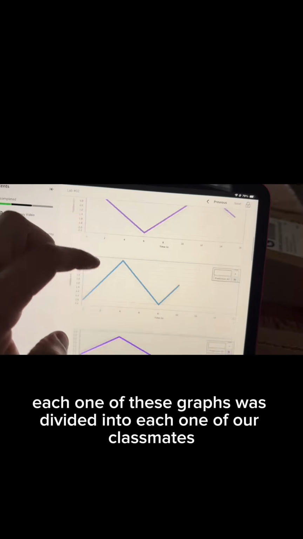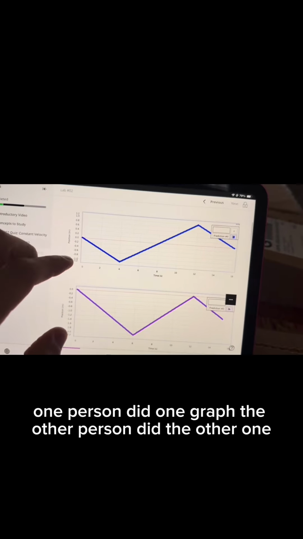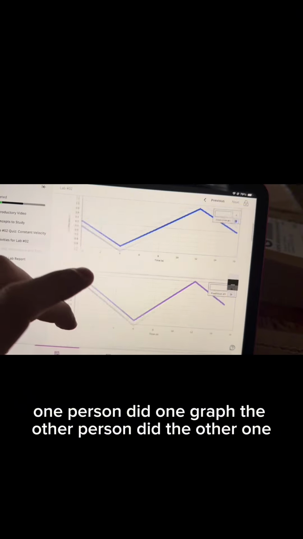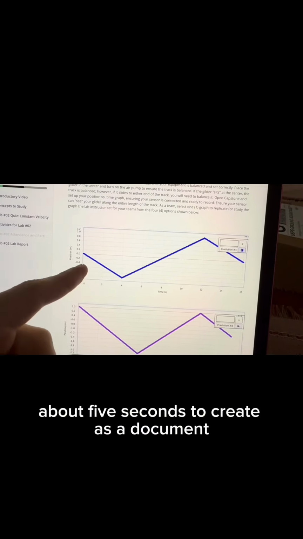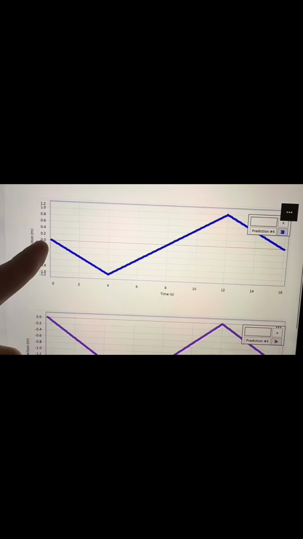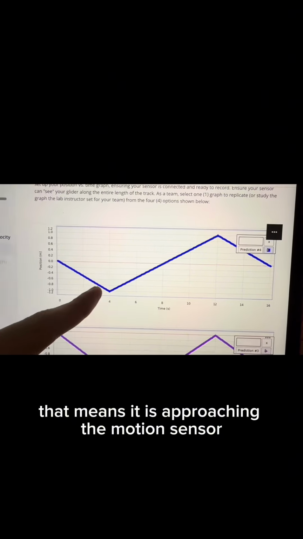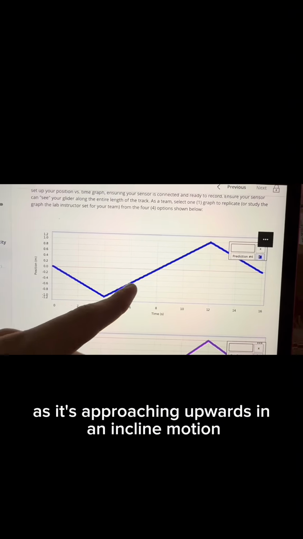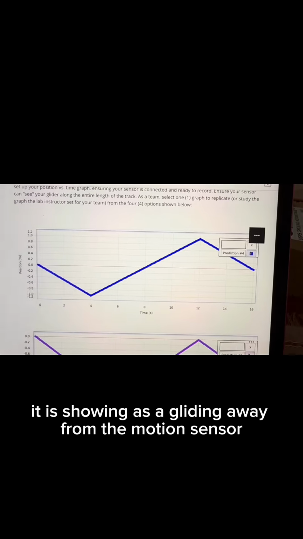Each one of these graphs was divided among our classmates. One person did one graph, the other person did the other one. Each one of these took roughly 5 seconds to create as a document. Take a look at this graph right here. As it is approaching a decline, that means it is approaching the motion sensor. As it's approaching upwards in an inclined motion, it is showing as gliding away from the motion sensor.